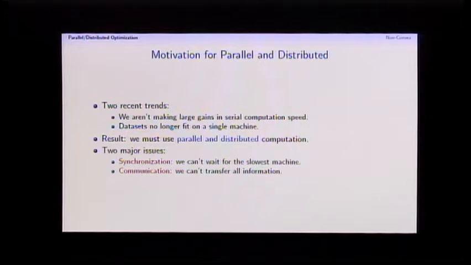So you have the usual issues of convergence rates and algorithms and non-differentiability and strong convexity and so on. But some other issues that show up are, one is synchronization, in that you often don't want to wait for the slowest machine. And one is communication, which is that you can't transfer all the information around. You can't fit everything on a single machine. And communication is expensive when you're in these distributed settings.